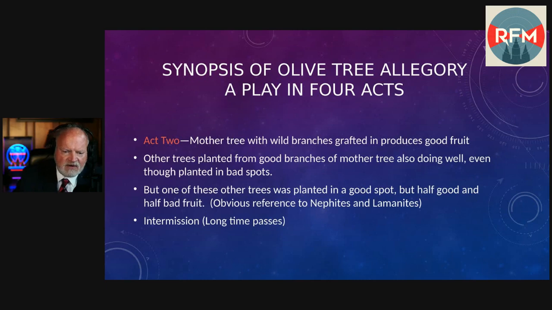The mother tree, the other branches that were planted in different parts of the vineyard to create different trees from the mother tree, right? Scattering of Israel. We'll have the gathering of Israel later, but this is the scattering part. But what Joseph Smith is doing is there's one tree that was planted in a good spot of ground, not the original tree, but broken off of the original tree. And this is an obvious reference to the Nephites and the Lamanites because the fruit is half good and half bad. That's the only one that has any bad fruit on it here, is the Lamanites in the Book of Mormon. So we have an intermission. Once again, a long time passes.